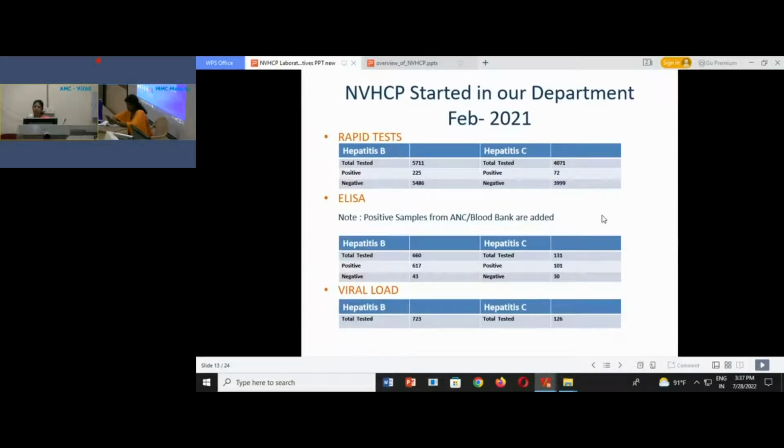In our department, this National Viral Hepatitis Control Program was started in February 2021. In our department, rapid tests are also done. ELISA is done, and viral load is referred to Tirupati.